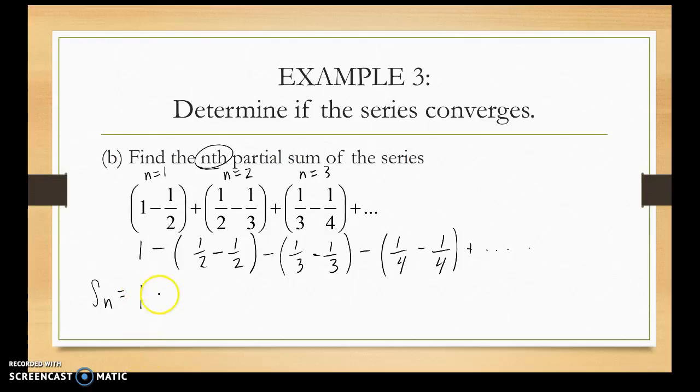So the nth partial sum, I have my 1. The 1 is not going to cancel with anything. Now, what's the formula for this here? This is just your 1 over n plus 1. Okay, so the nth partial sum would always give me just 1 minus whatever it is I'm looking for here, because all of these will cancel each other out, everything in between there.